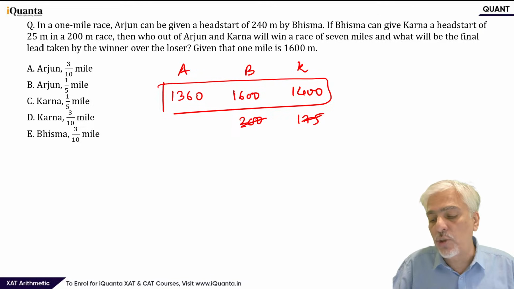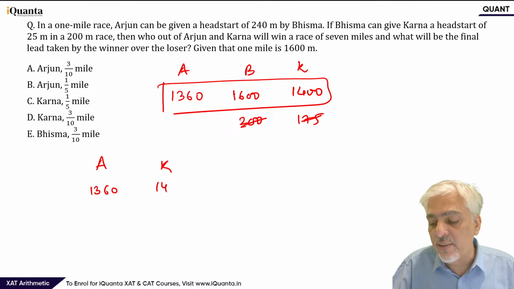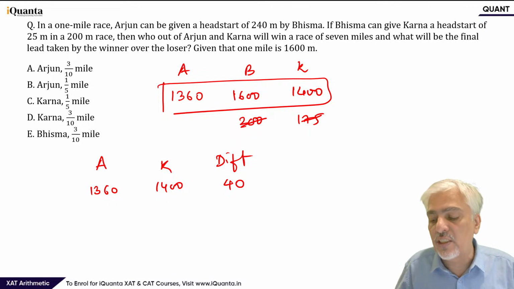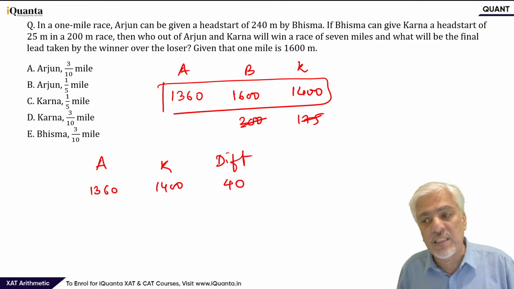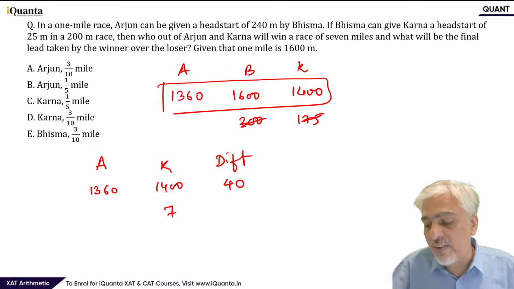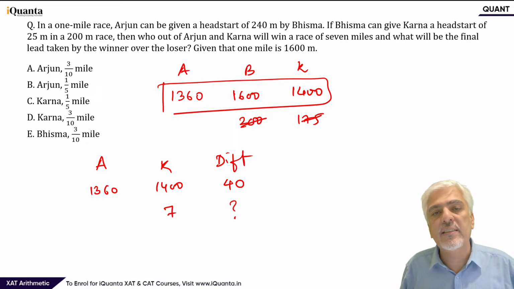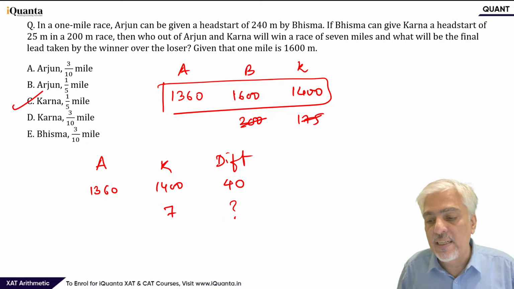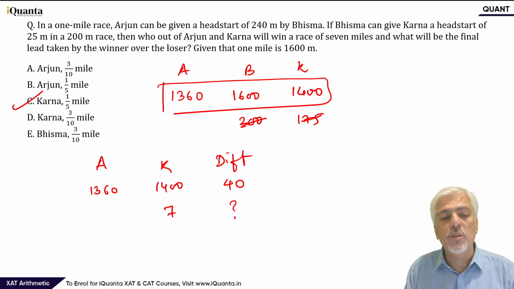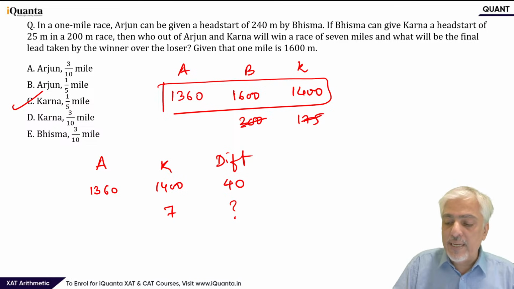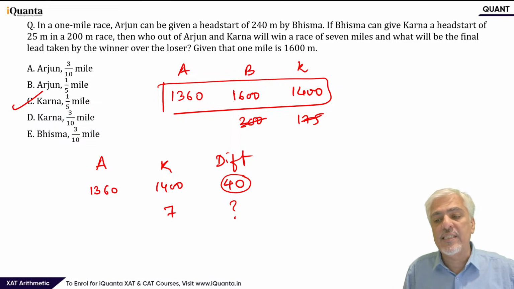Now I need only Arjun and Karna. Arjun 1360 when Karna 1400. Difference was the main thing because the answer was asked for the difference. Difference is 40. Who is going to win? Karna is going to win because he's faster. When Karna will run 7 miles, how much will be the difference? Solve it. Answer is option C. Everybody clear why meter and mile was not a problem and how to do this question smartly? If you had not kept this 40, you would have unnecessary long calculations later.